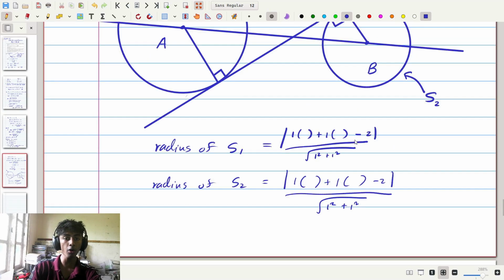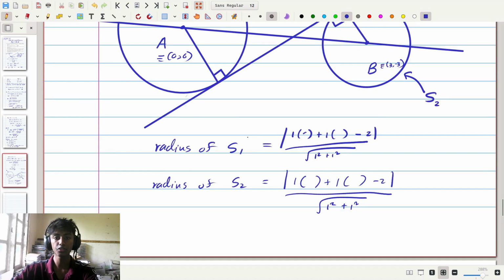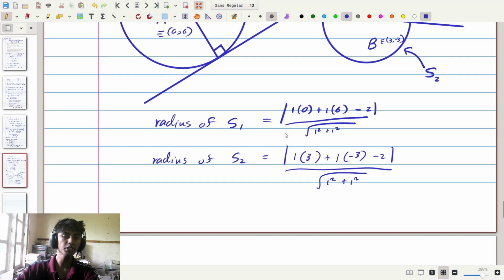Now substituting the two coordinates, the coordinates of A are 0, 6, and the coordinates of B are 3, negative 3. And therefore, for the first one, we get 0, 6 here, and for the second one, we get 3 and negative 3. Now simplifying each of these down, we can see on top we have 0 plus 6 minus 2, which is 4, divided by root 2. So we have 4 over root 2, which is equal to 2 root 2. So that's our answer for the radius of the circle S1.